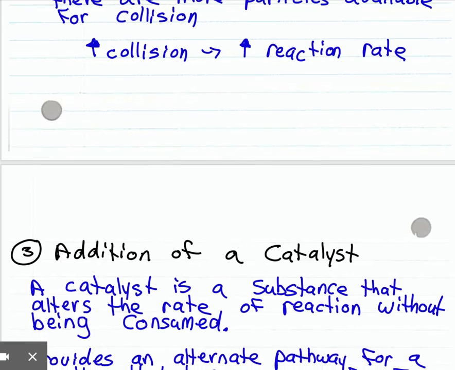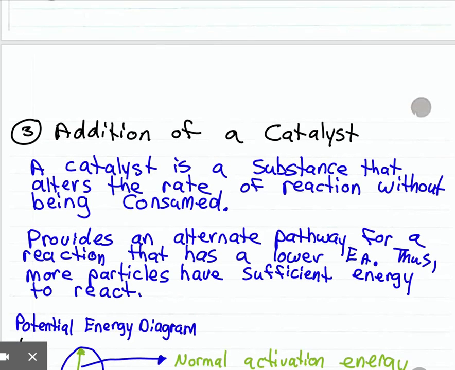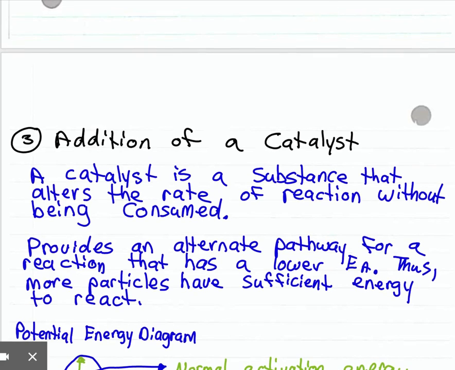Our next factor is when we add a catalyst. A catalyst is a substance that alters the rate of reaction without being consumed. It's a substance that when you add it to a reaction, it makes it go faster, but when the reaction is over, the catalyst remains in the same way that it was. Our catalyst provides an alternative pathway for a reaction that has a lower activation energy. Because it lowers the activation energy, more particles have sufficient energy to react.